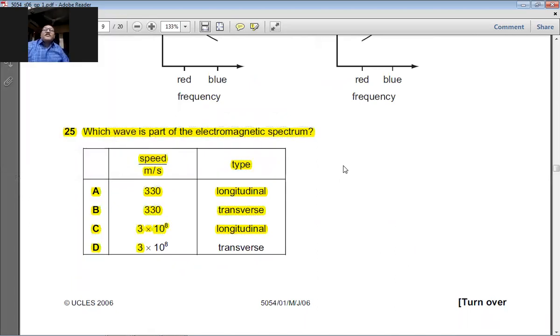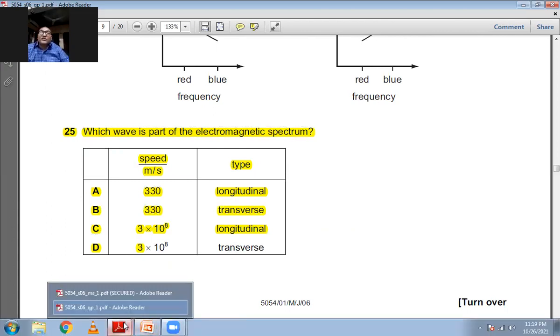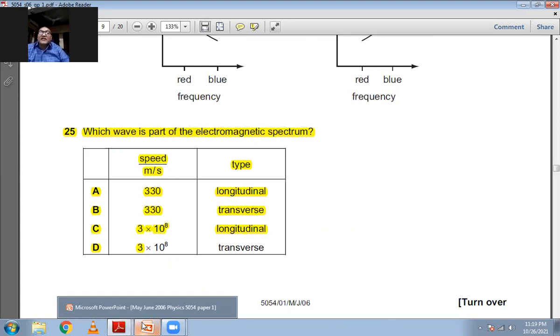Which wave is part of the electromagnetic spectrum? You know, in the electromagnetic spectrum, the waves are transverse waves, and they travel with the speed of light. And you know, the speed of light is 3 × 10^8 m/s. So I think D is the right choice. Question number 25, D is the right choice.